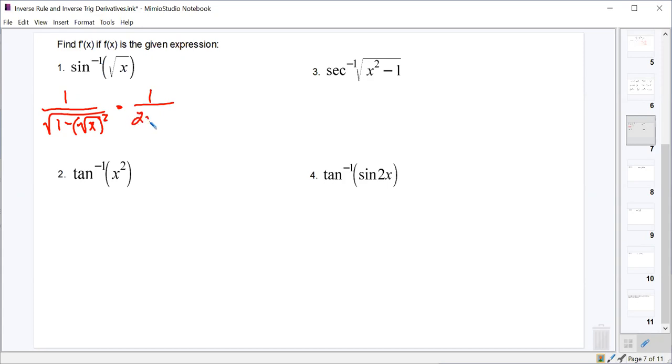One half x to the negative one half. This is the one I told you guys to memorize, 1 over 2 root x. So what do we get? The root x squared is just x, so this is 1 over, we've got a 2, we've got a root 1 minus x, and we've got a root x. Good or no?